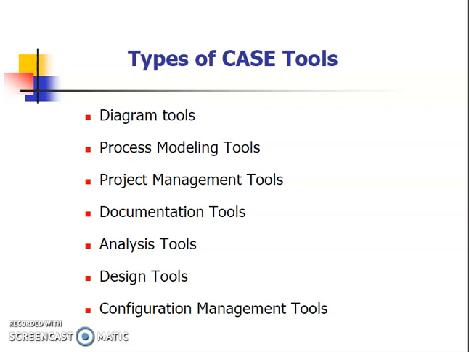Second, process modeling tools. Process modeling is a method to create a software process model which is used to develop the software. Process modeling tools help the manager to choose a process model or modify it as per the requirement of the software product. An example of a process modeling tool is EPF Composer.